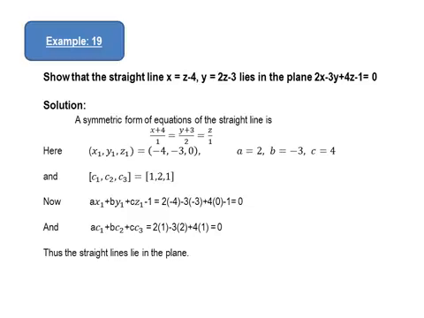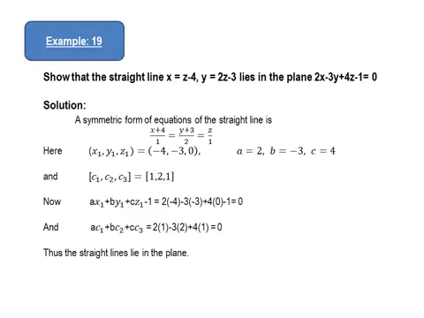In example number 19, show that the straight line x = z - 4, y = 2z - 3 lies in the plane 2x - 3y + 4z - 1 = 0. Now we have to show that the given line lies in the plane. So its points must satisfy the equation of the plane.